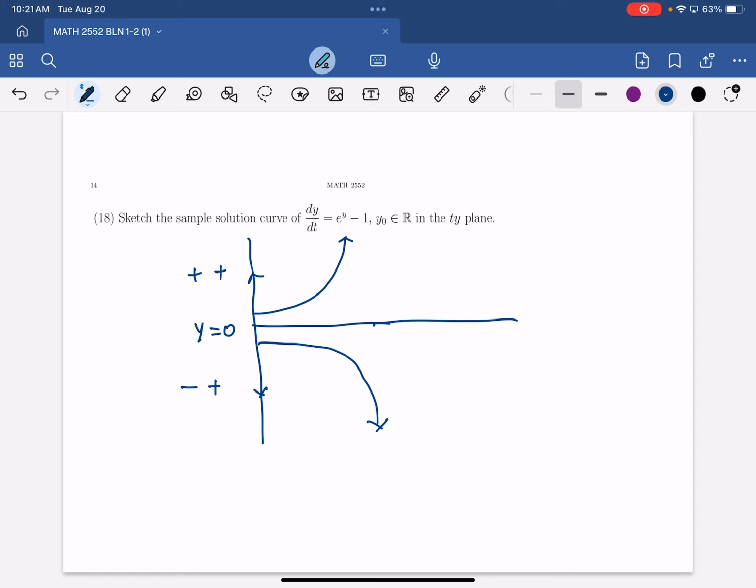So you actually did not solve it. You don't know the solution, but using what is called qualitative behavior, you are able to graph the solutions of the first order nonlinear autonomous differential equation. Is that clear?